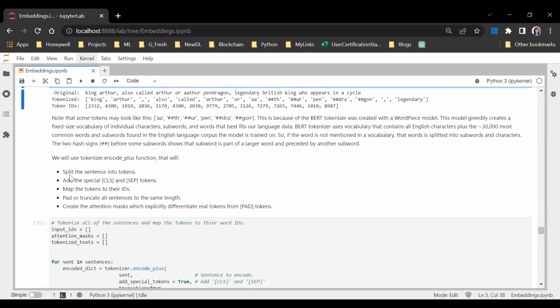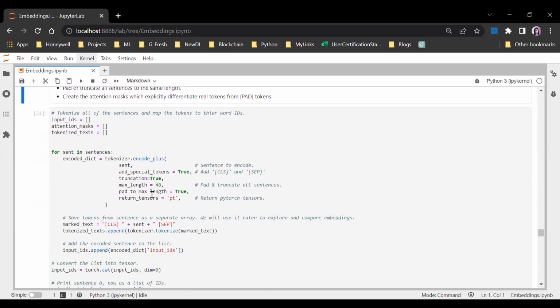So this is the process that BERT follows. It splits the sentence into tokens, then it adds special tokens, CLS and SEP. SEP is the token separator, and CLS indicates the beginning of the sentence. Then it maps the tokens to individual IDs, and then it will pad or truncate based on the length or dimension that we have defined, and it will use the attention mechanism to generate the embeddings.